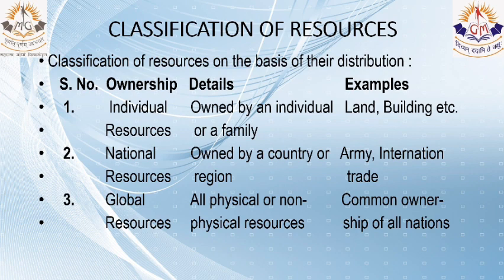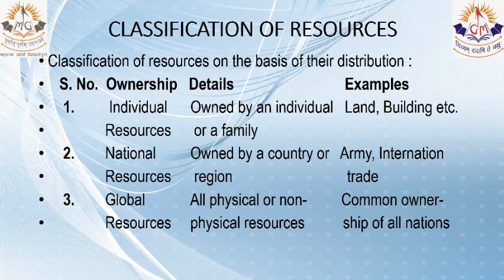Now let us look at the details and examples so that we can understand it better. Individual resource. As I said, a farm belonging to a farmer, that is an individual resource. So that farm is owned by an individual or it belongs to a family. For example, land, building, etc., which belongs to either one person or the complete family, then that is an individual resource. He can use that resource on his own and can do whatever he wants with the resource that he is the owner of.